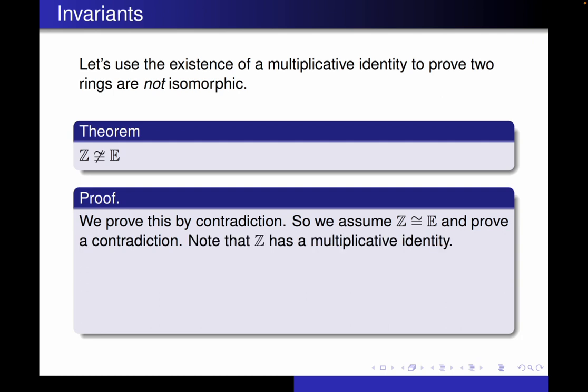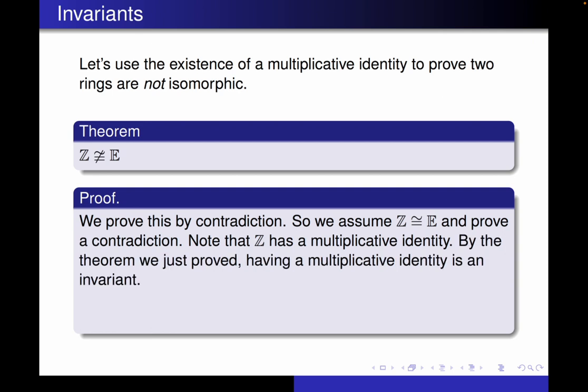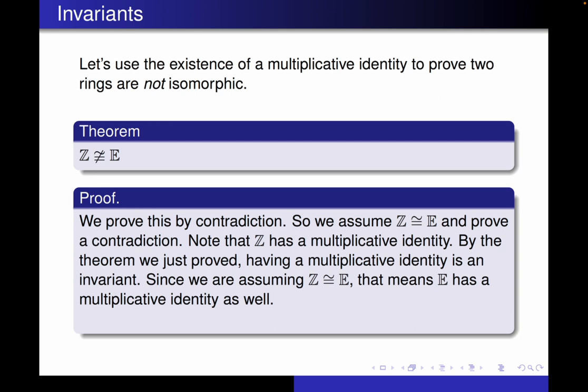And what invariant does one of the rings have that the other one doesn't? Well, having a multiplicative identity. So we know that Z has a multiplicative identity, just the number 1. By the theorem we just proved, having a multiplicative identity is an invariant. Since we are assuming that Z and E are isomorphic, that means E has to have a multiplicative identity as well. Remember, an invariant means that either both rings have the property or none of them do. Since we know that Z has a multiplicative identity, that means E must have a multiplicative identity as well.